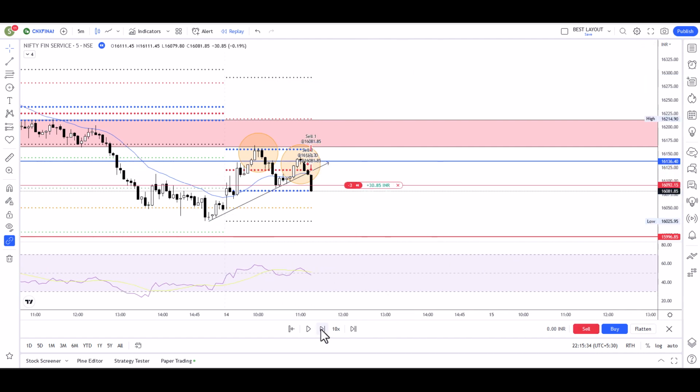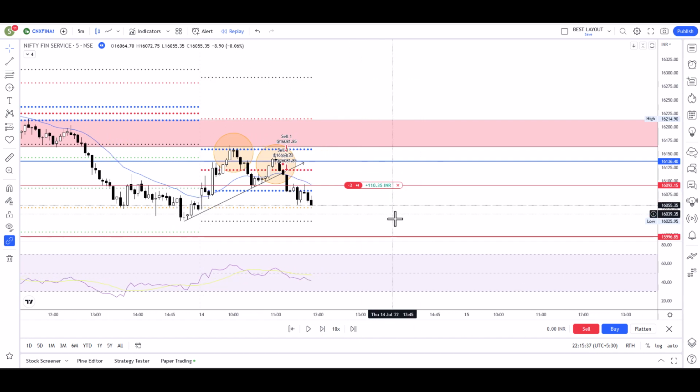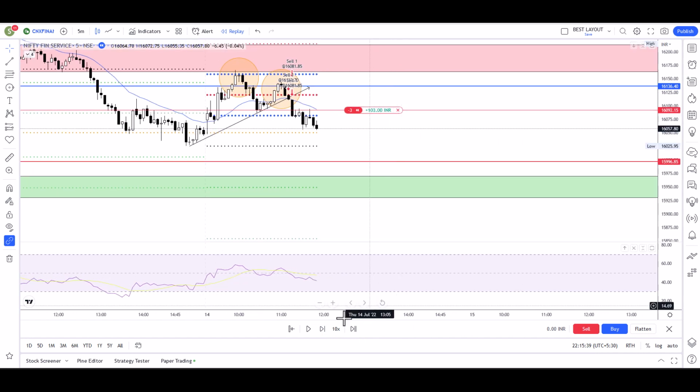Now the profits can be trailed by using the EMA, and can be booked near the demand zone that has been marked earlier.